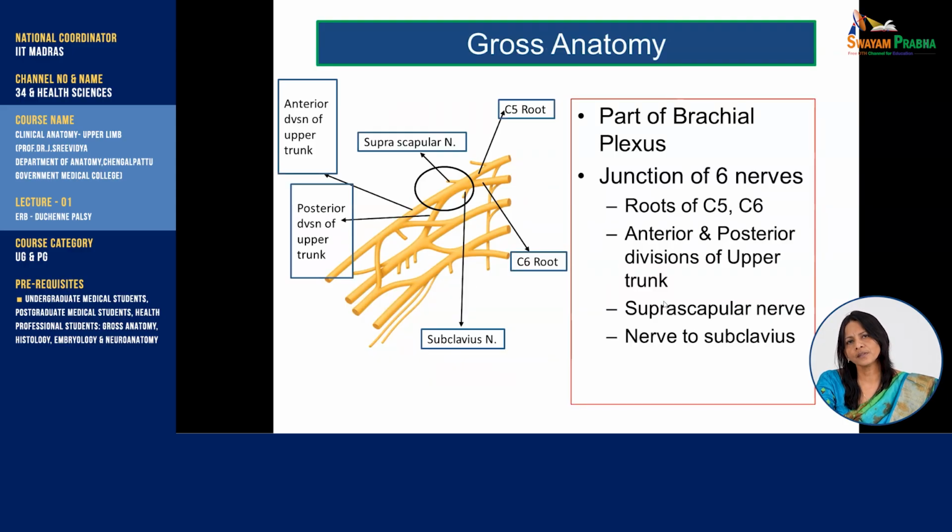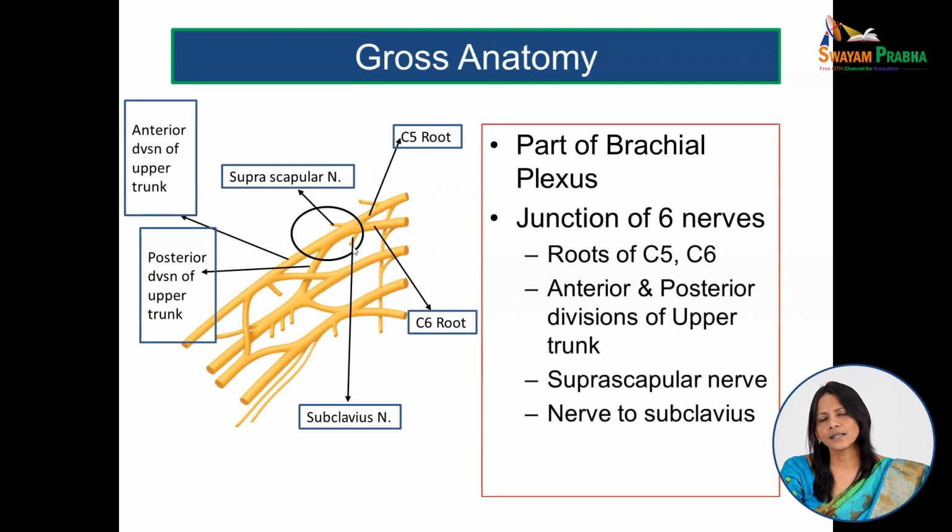So to go back to the gross anatomy, what is Erb's point? It is a part of the brachial plexus. And this Erb's point is where there is a junction of 6 nerves that come together, and that point is the Erb's point. What are the 6 nerves that come together?